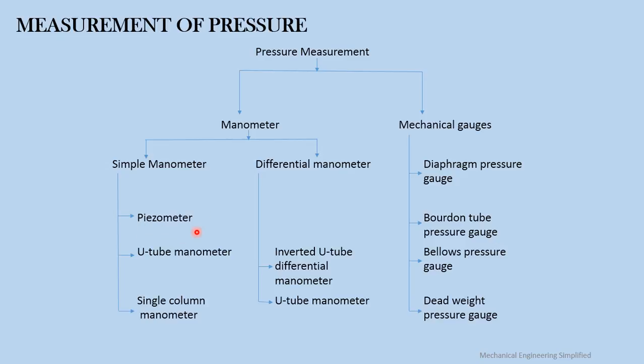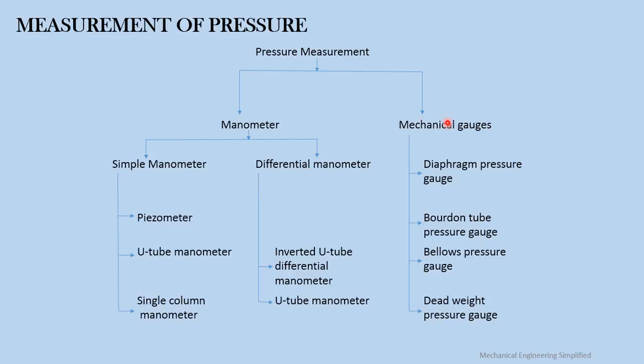It is of two kinds: simple manometer and differential manometer. Simple manometers include the piezometer, the U-tube manometer and the single column manometer. There is also the differential manometer, such as the U-tube differential manometer. What is the difference between a simple manometer and a differential manometer? A simple manometer measures the pressure at any one point. We are not concerned with two points, just one point, and the pressure of that point is measured with respect to the atmosphere. In differential manometers, we measure the pressure difference in terms of the height of a column, meaning the difference between two points. That is known as a differential manometer.